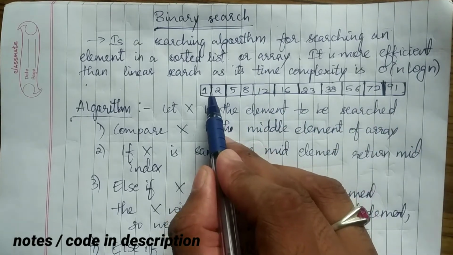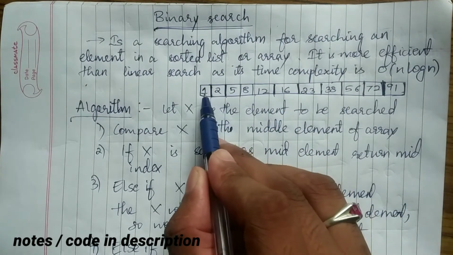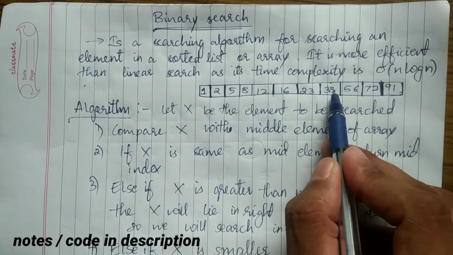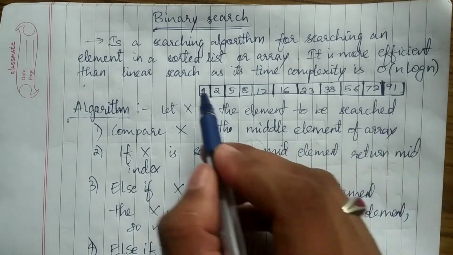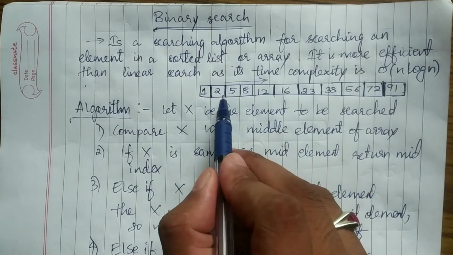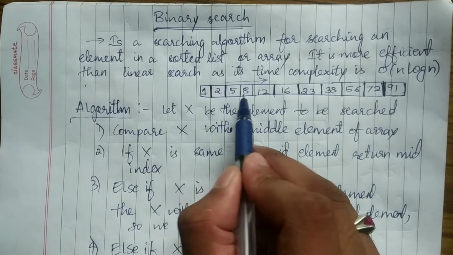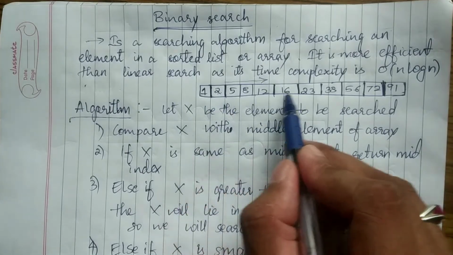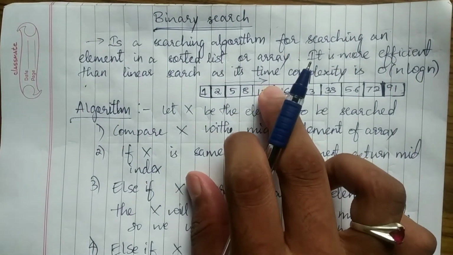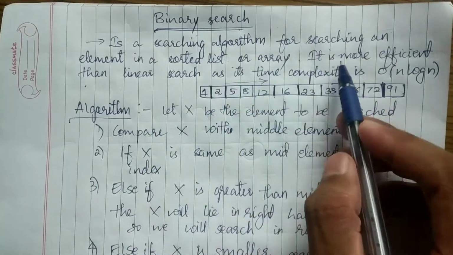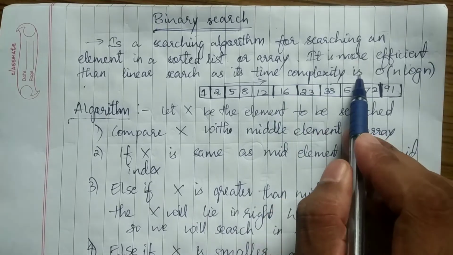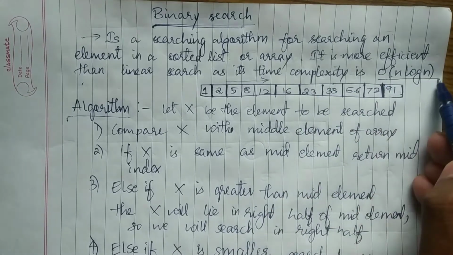In this array, all the elements are in increasing order: 1, 2, 5, 8, 12, 16, 23, 38, 56, 72 and 91. Here 2 is greater than 1 and 5 is greater than 2. Like this, it keeps increasing. This is a sorted array. For a sorted array, we will use binary search. It is more efficient than linear search as its time complexity is O of log n.